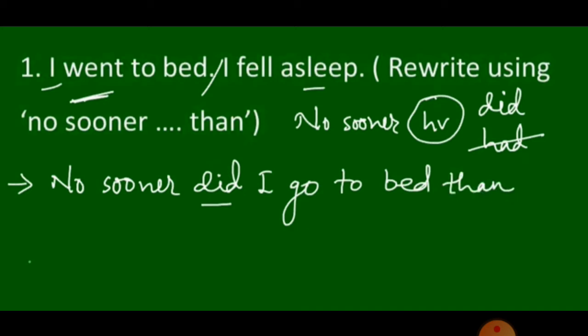That is the helping verb. I go. Now we have to keep in mind that we cannot write "No sooner did I went to bed." No, we have to change it into go. No sooner did I go to bed. Okay, that much you should remember. You cannot write "no sooner did I went to bed." No sooner did I go to bed.